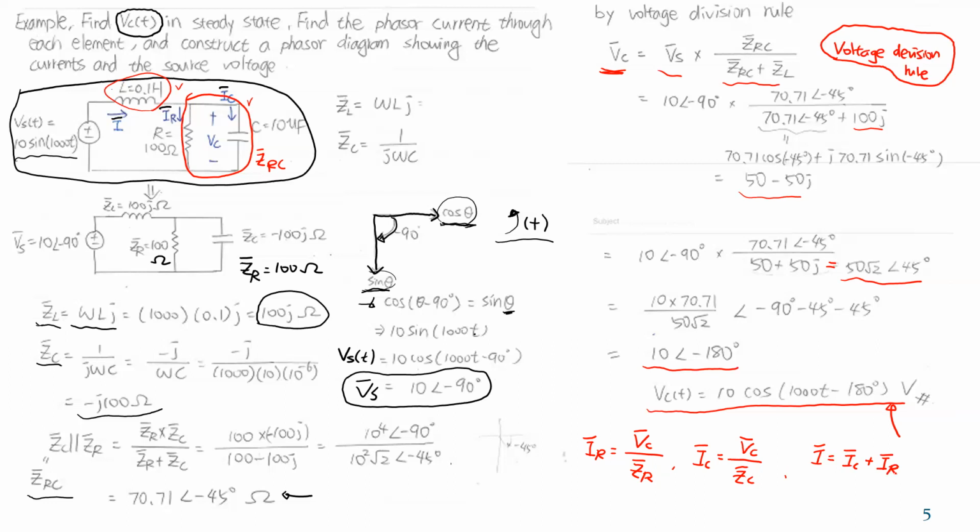By using these three equations, you should be able to solve the current through each element. By using Ohm's law, since you know VC, and this is KCL.